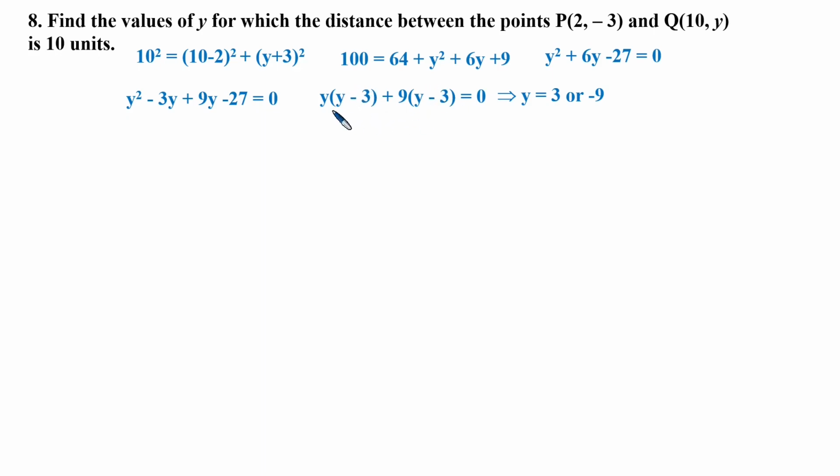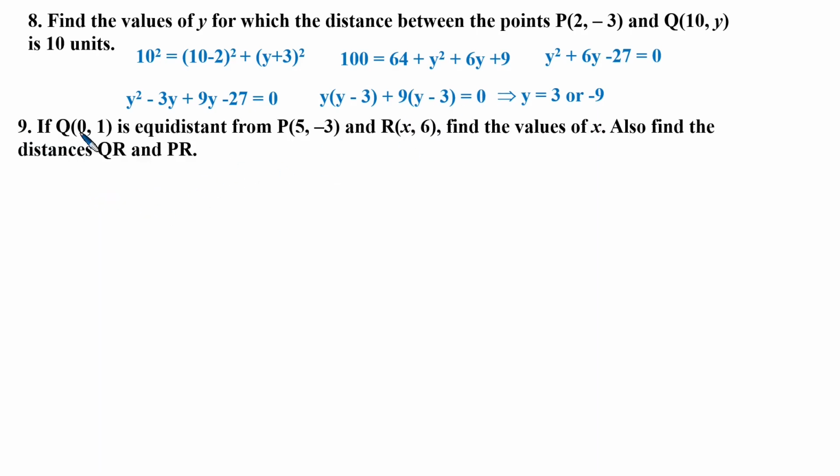So (y minus 3) into (y plus 9) is equal to 0, means either y minus 3 is 0, that means y is equal to 3, or y plus 9 is equal to 0, that is y is equal to -9. So please go through my 9th standard lecture. I am purposely not writing it in full here so that you go back to the 9th standard class and learn how to solve this kind of problem.